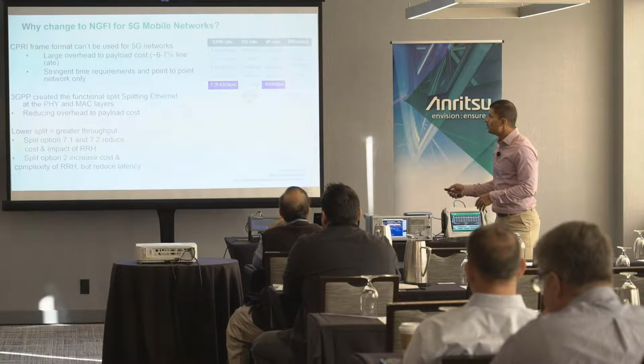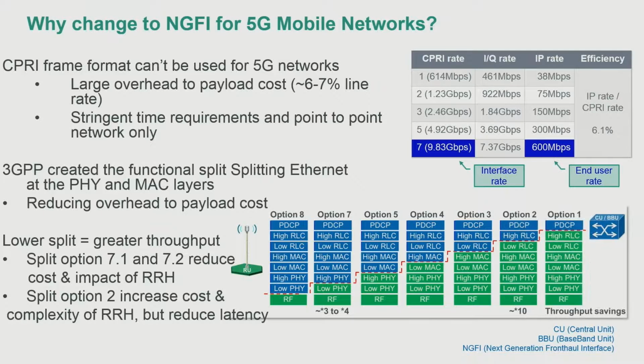So first, why change the NGFI for 5G mobile networks? What's wrong with CPRI? Why can't I just stay with CPRI? Why do I have to change to a new one? The big one has to do with, as you can see here, the CPRI rate, the IQ rate, and the IP rate. So the IQ rate's always going to be there. The IQ is that of your RF data, right? That's not going to change.